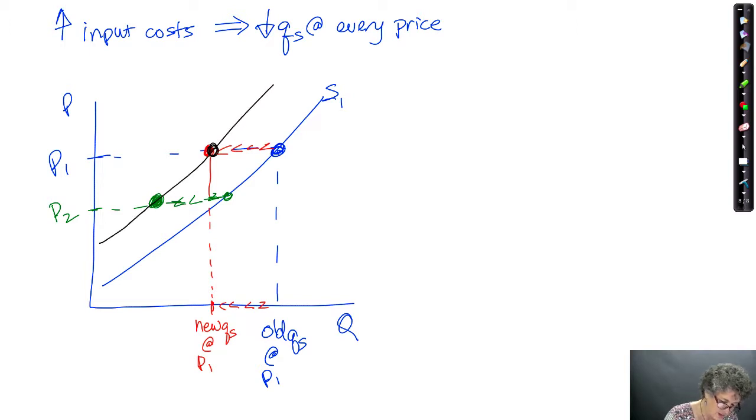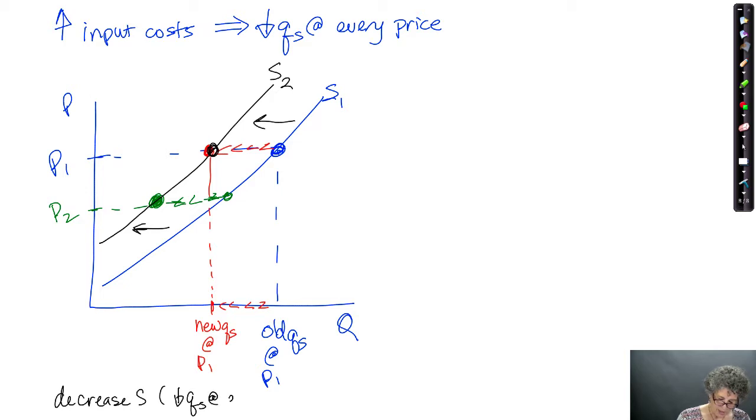And so then if we bring together all of those combinations of prices and quantity supplied, we're going to get a new supply curve to the left of the old supply curve. What we say here is this is a decrease in supply, because what we've got is a decrease in the quantity supplied at every price.